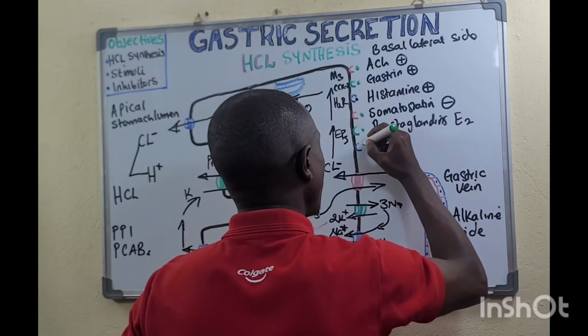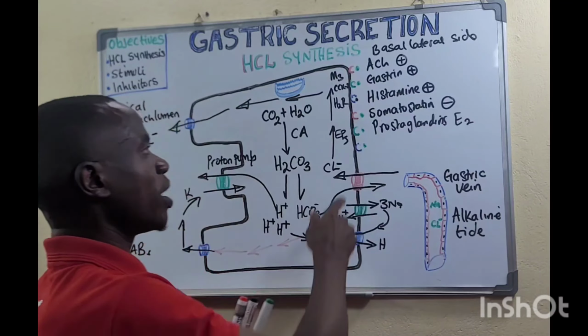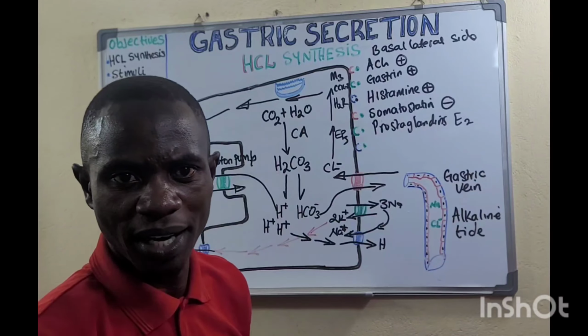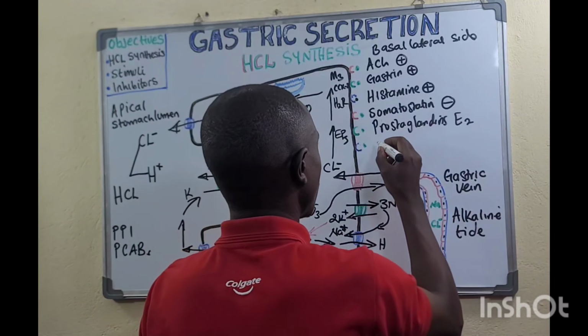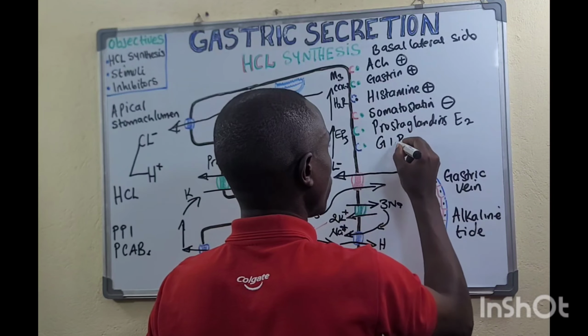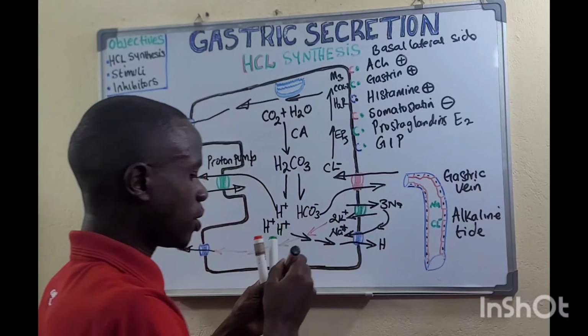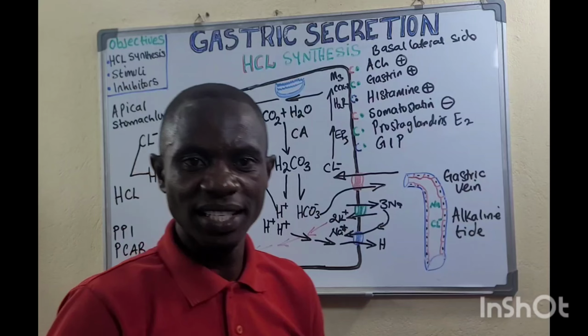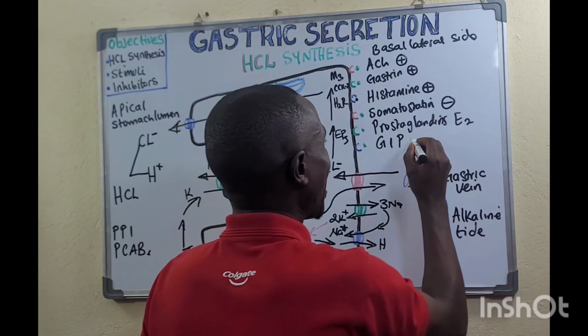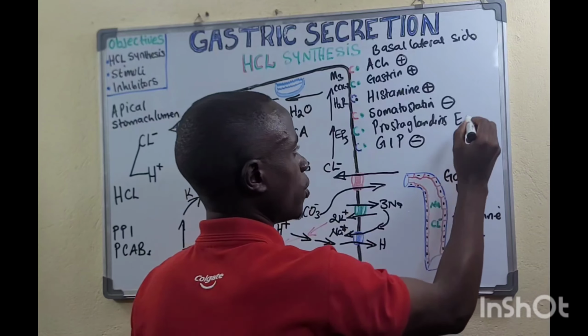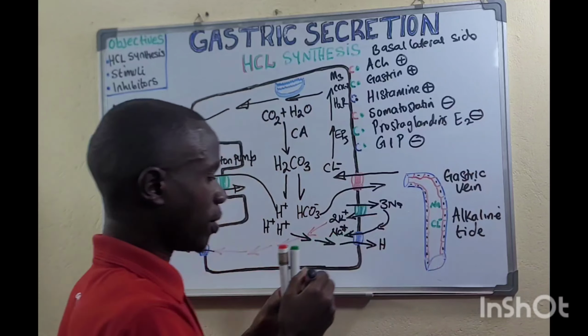So we also have another kind of molecule that can also inhibit the parietal cell from producing hydrochloric acid. This molecule is what we call gastric inhibitory peptide, and this kind of molecule is going to be produced by what we call the K cells. It can also come over and inhibit the parietal cell from producing hydrochloric acid.